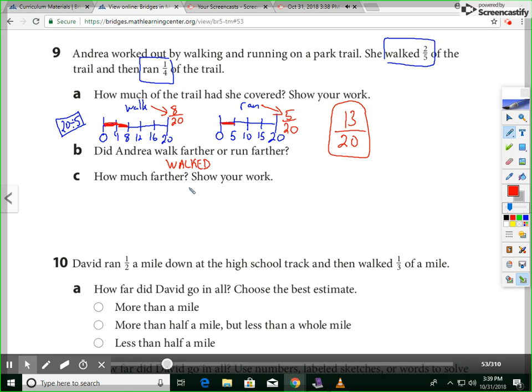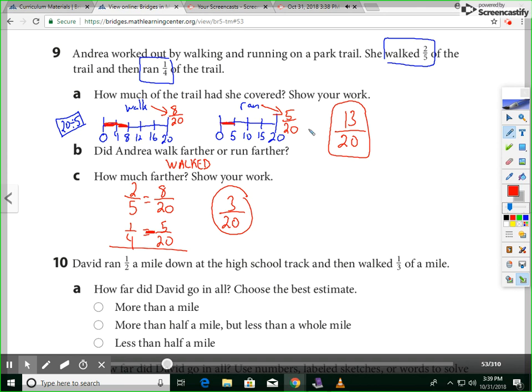And then how much farther? I might see my work above, or you can just say walking is 2/5 equals 8/20ths, and 1/4 equals 5/20ths. And then we just found the difference. We subtracted. So 8/20ths minus 5/20ths, the difference there would be 3/20ths. So a lot of people are probably asking, well, how did you know to make the trail 20?